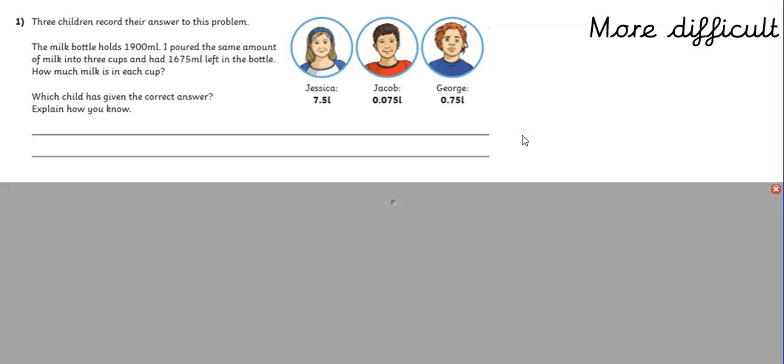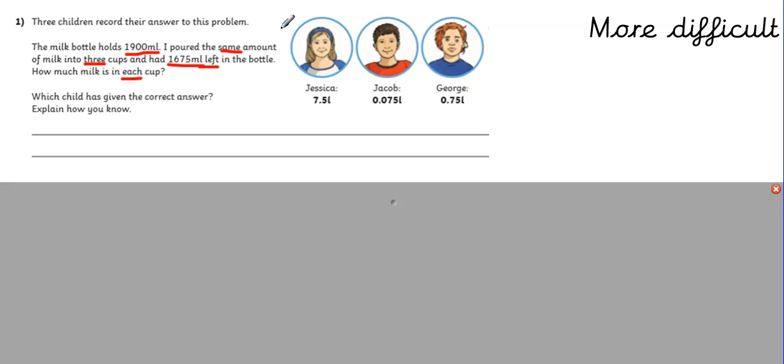Explain how you know. So first of all, let's underline our important information. So the milk bottle holds 1,900 millilitres, so that is important. So then we've got the same amount in 3 cups. Okay, so we're going to have to divide by 3 at some point. And I had 1,675 millilitres left in the bottle. Okay, so that is our important information. So I want to know how much milk is in each cup.